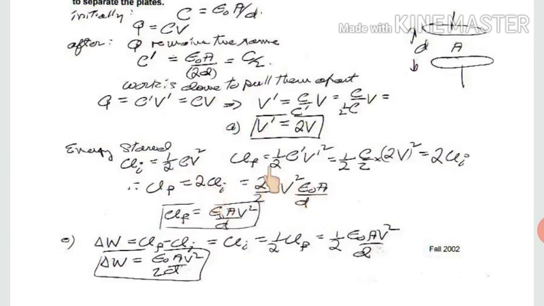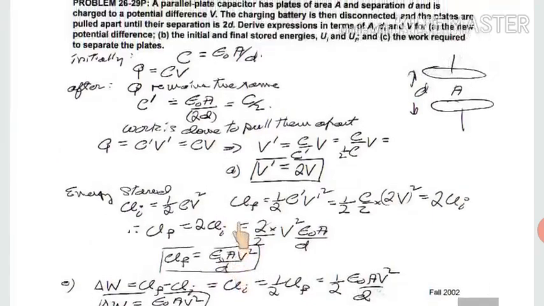Half CV square. Now the C could be replaced by epsilon naught A upon D, so that only we have done. So this D and D will get cancelled. So finally what will be the final energy? It will be UF equals epsilon naught A V square upon D. So I think this thing is clear. Okay, now this was the B part.